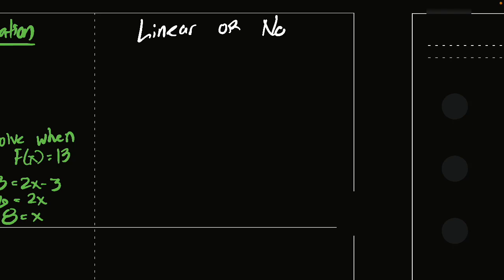Linear or nonlinear. Remember, linear just means that we're working with a line. They could give us a graph and they could say, is this linear or not? Well, if we have a line, then it's linear. They also could give us a table.